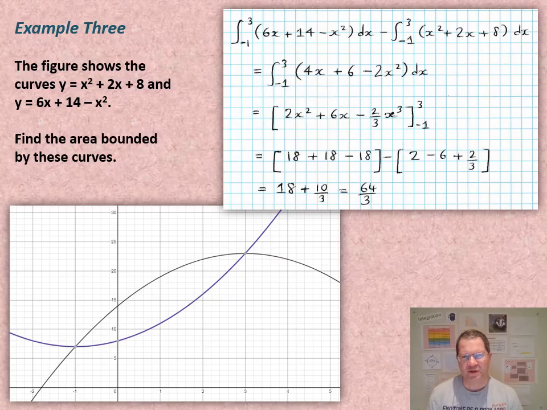So we've got 6x plus 14 minus x squared, that's the negative quadratic, so that's the one higher up, and x squared plus 2x plus 8, which is the lower curve between these limits. And we're going to subtract the x squared plus 2x plus 8 from the 6x plus 14 minus x squared. That gives us 4x plus 6 minus 2x squared. When we integrate that, we get 2x squared plus 6x minus 2/3 x cubed. And then when you substitute 3 and -1 into that, we get a final answer of 64/3 for the area bounded by the two curves.